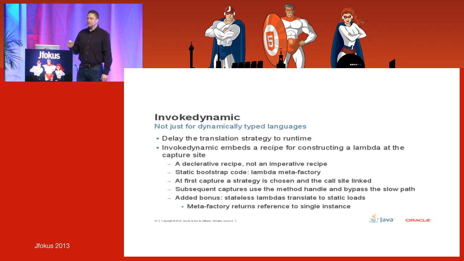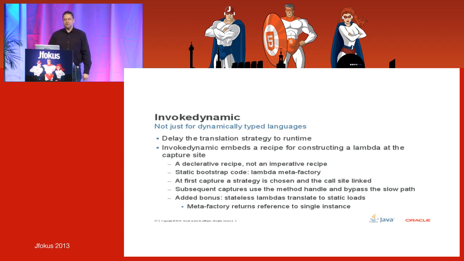So we use Invoke Dynamic in terms of enabling us to have a recipe, in effect, for constructing a Lambda at the capture site. What this will enable us to do is say, okay, we create a declarative recipe, not an imperative recipe. So we're not actually putting the implementation in there, we're simply putting a reference to how that's going to happen at runtime rather than at compile time. Static bootstrap code becomes a Lambda meta factory, which will enable us to generate whatever code we need at runtime by calling that meta factory.